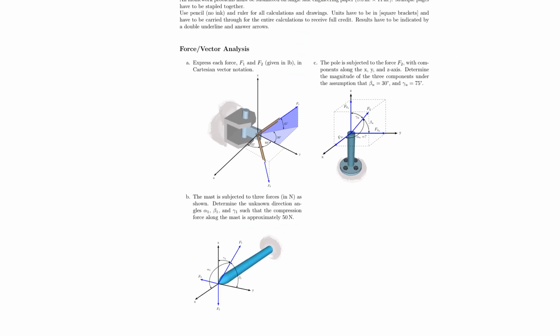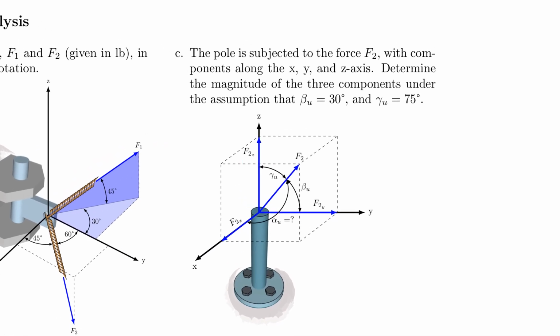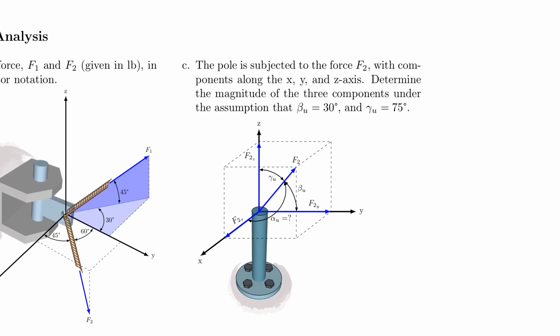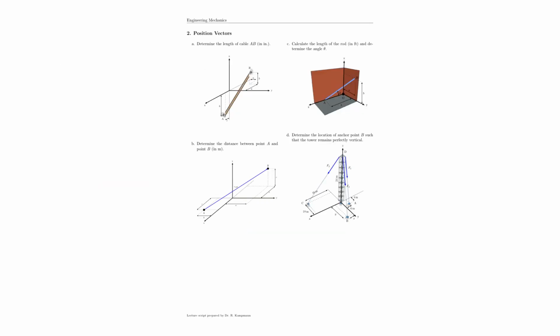So let's move on to the next problem. And here you are once again using alpha, beta, and gamma to really define the components of your force in the X, Y, and Z direction. And the angles are given to you here. So I believe that should be clear. Let's move on to the other subset of the homework problems.